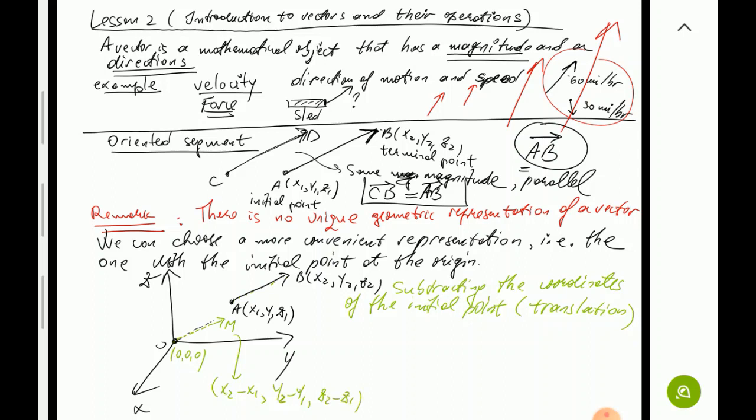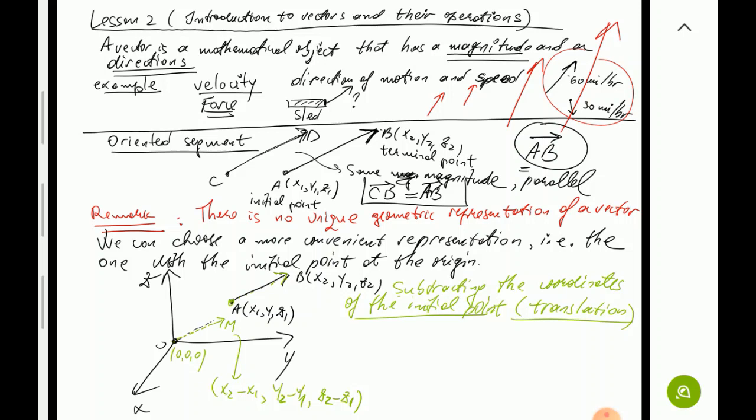By the way, we're not going to do this operation too often because it's more convenient to start with vectors already starting from the origin. But if, let's say, you start with a vector with an arbitrary initial point and arbitrary terminal point, and you want to bring it so that the initial point is at the origin, algebraically that means subtracting the coordinates of the initial point from all the points on the vector, including the terminal point.